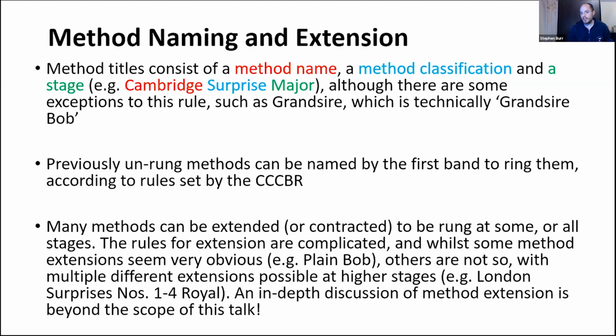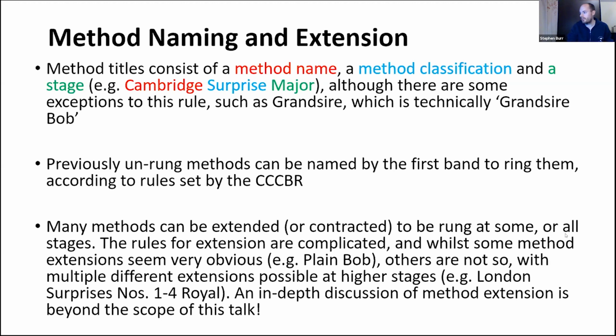Some extensions seem very obvious. So Plain Bob is a good example of that. It's very clear that you keep adding dodges or long places at the back in odd stages, but you just keep adding those on, and that extends the method out, and it works perfectly fine. But there are others that are not so straightforward, and actually there can be multiple different possibilities when you move from one stage to the next.